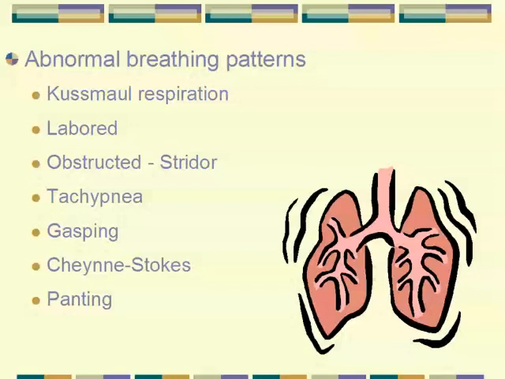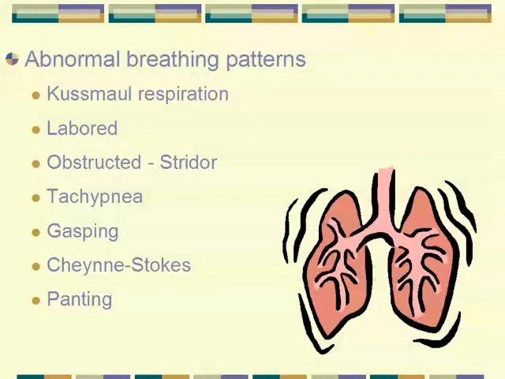Cheyne-Stokes, cerebral hypoxia, the brain's not getting enough oxygen. Cheyne-Stokes respirations are due to a decrease in blood flow to the brainstem and or neurological impairment above the brainstem. You tend to have alternating deep and shallow respirations with periods of no breathing at all, or apnea. A meaning without, and P-N-E-A meaning breathing, so without breathing. Oftentimes Cheyne-Stokes occurs before the final event, just before somebody dies.